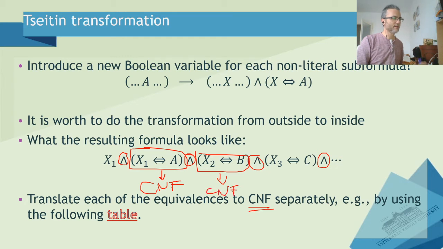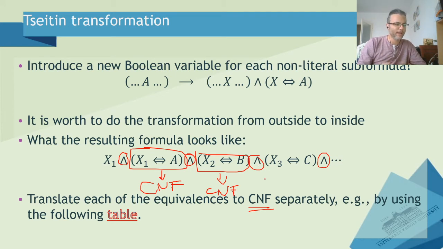So basically, as I'm writing at the bottom, you can translate each of the equivalences to CNF separately, and then plug them in the formula. And at the end, you get a CNF for your entire formula. So this is very nice, that you can translate the formulas inside the parentheses separately.